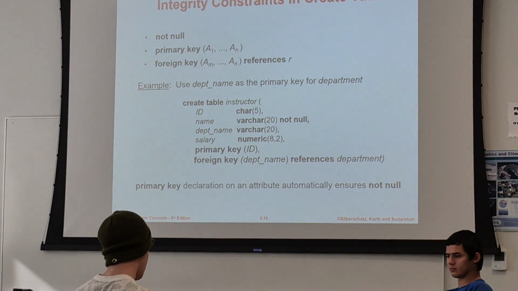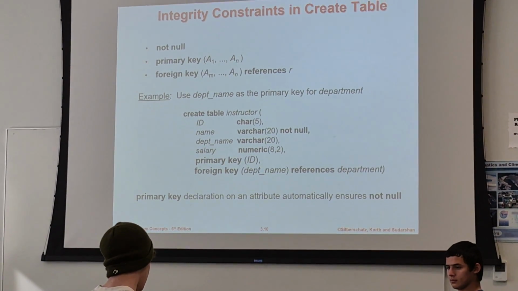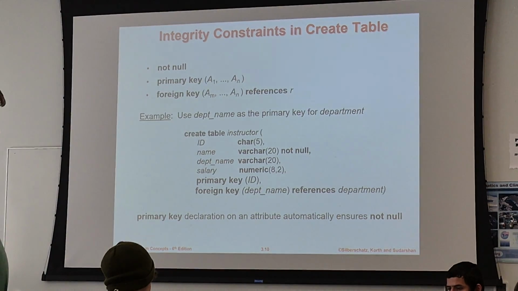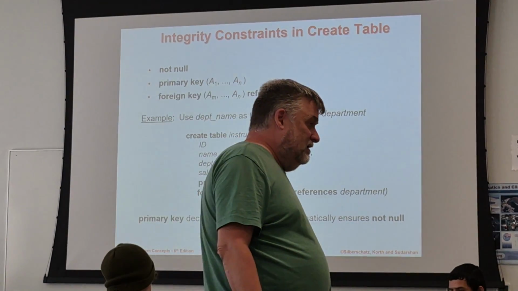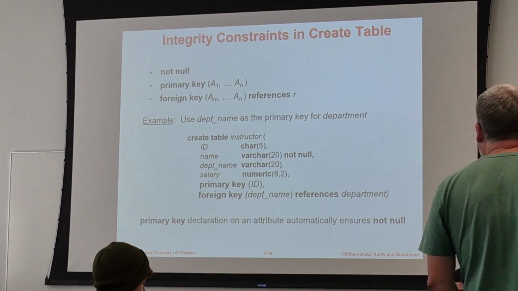And like I said before, when you declare a field to be a primary key, that automatically means that it will also have the not null constraint upon it.